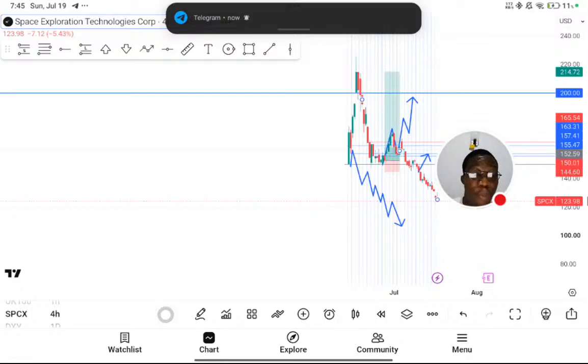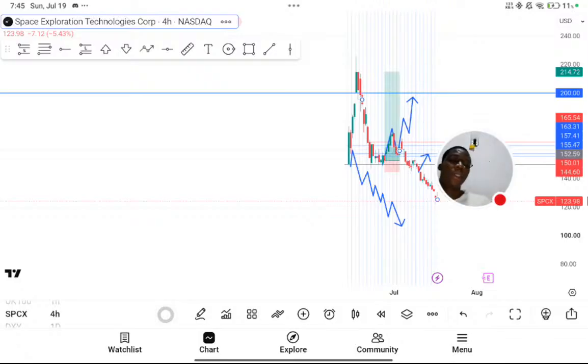What we did here is price action. We just looked at things technically and see if it makes sense to you.